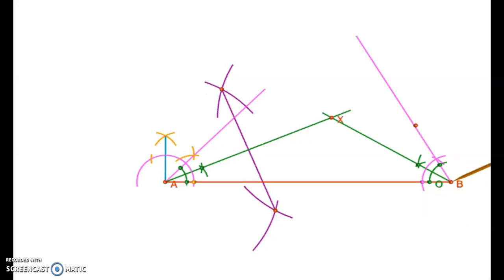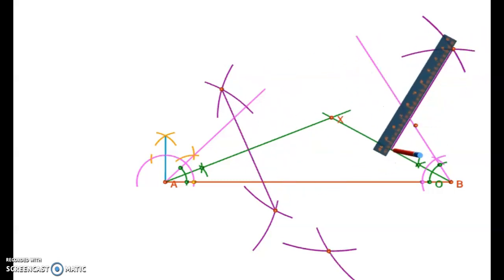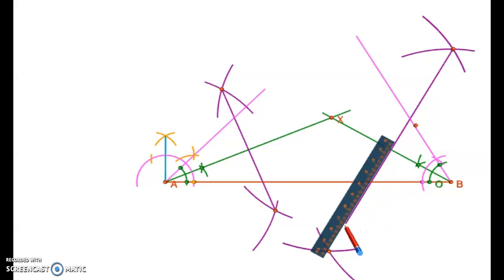Now we need to do the same thing here with BX. Take more than half of BX as radius. Draw arcs on either side of BX with B as center, and now repeat it with X as center with the same radius intersecting the previous arcs. Now mark the points of intersection of these arcs and join these two points to get the perpendicular bisector of the line segment BX.